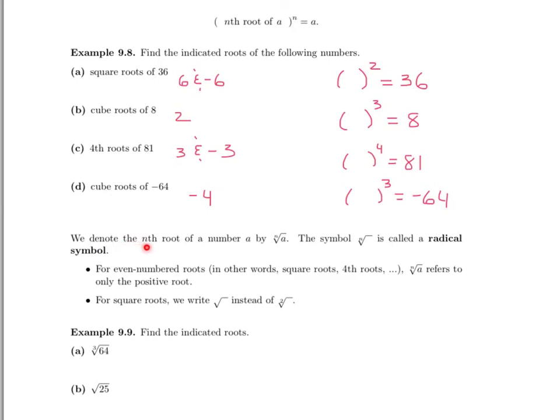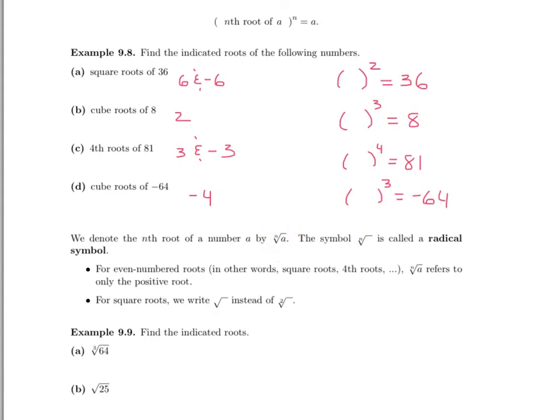We denote the nth root of a number a by this symbol. This symbol here is called the radical symbol, and sometimes people refer to this as radical a, but we think of this as the nth root of a. So this is the notation that we use when we talk about roots.